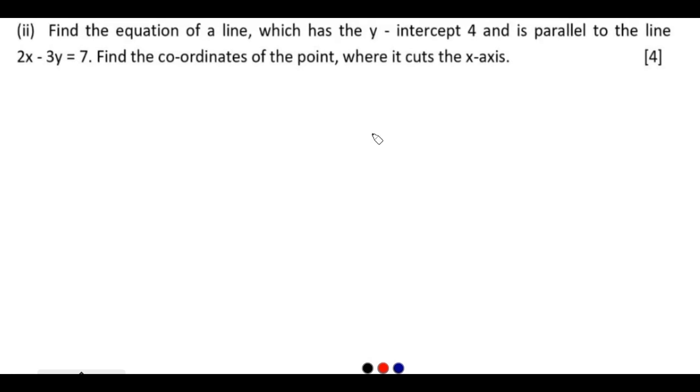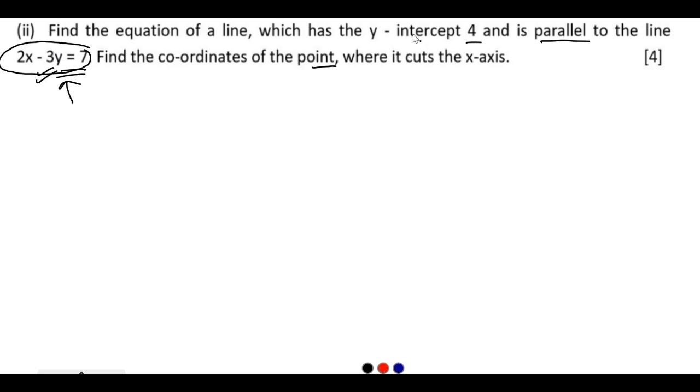Second part, find the equation of the line which has the y-intercept 4 and is parallel to the line 2x minus 3y is equal to 7. Find the coordinates of the point where it cuts the x-axis. Y-intercept is given and a condition is given. The required line is parallel to this, which means the slope of the required line will be equal to the slope of this line.